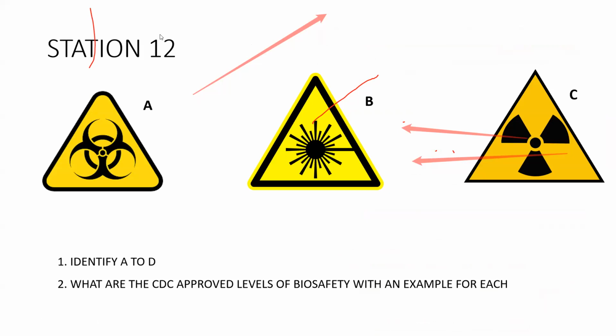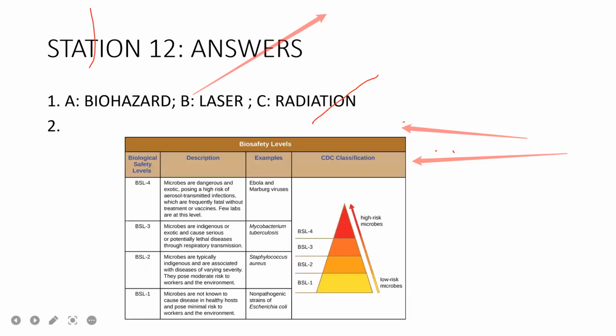So these are 3 symbols, and you are asked to identify them. A is what? It's a biohazard. The second one shows that laser surgery is going on. That symbol shows that laser surgery is going on. And the third one is radiation. An important question with regard to laser is, what is an airway fire?